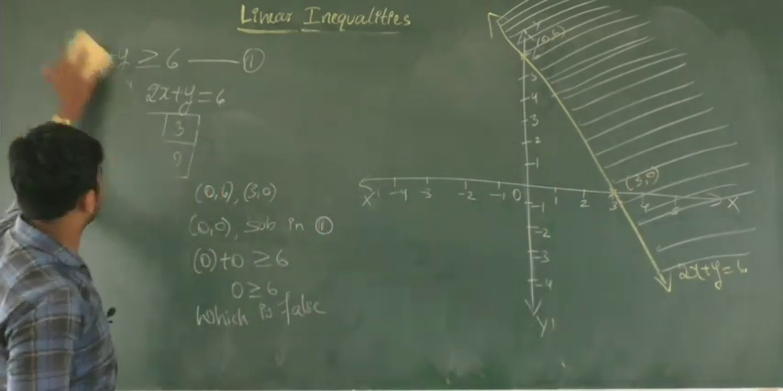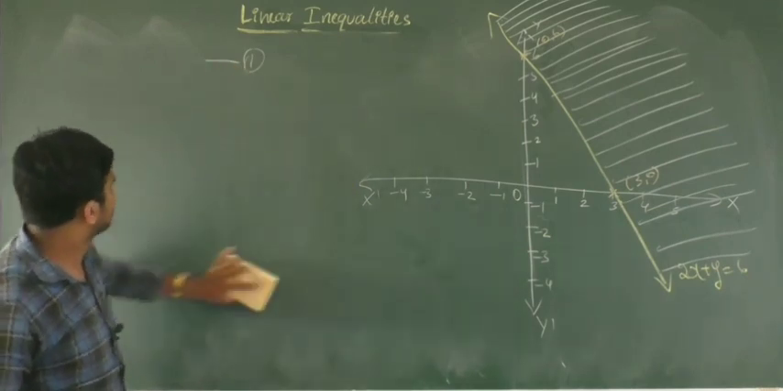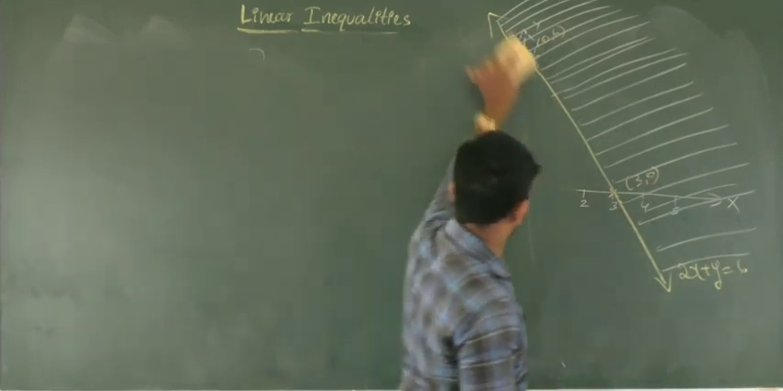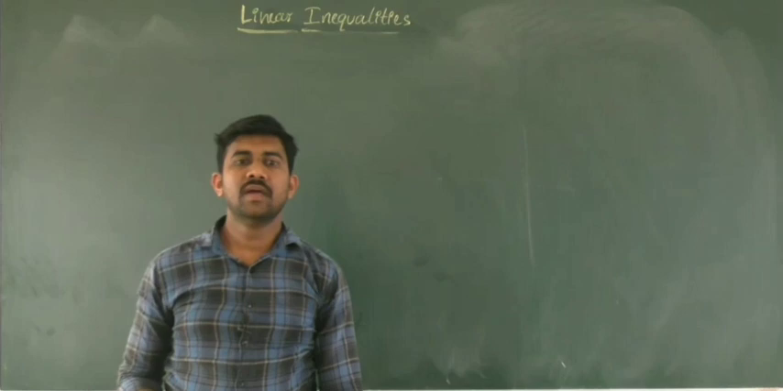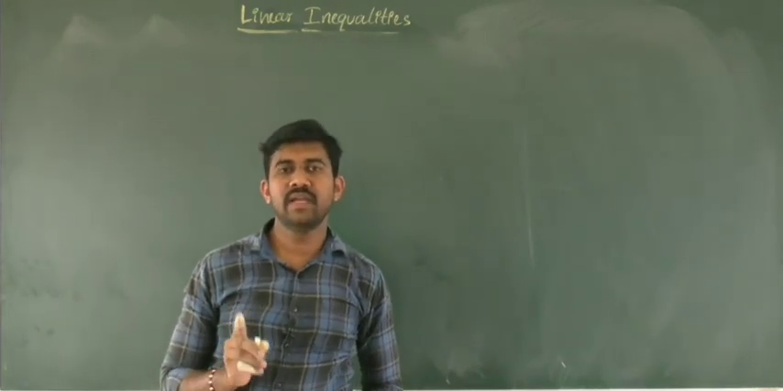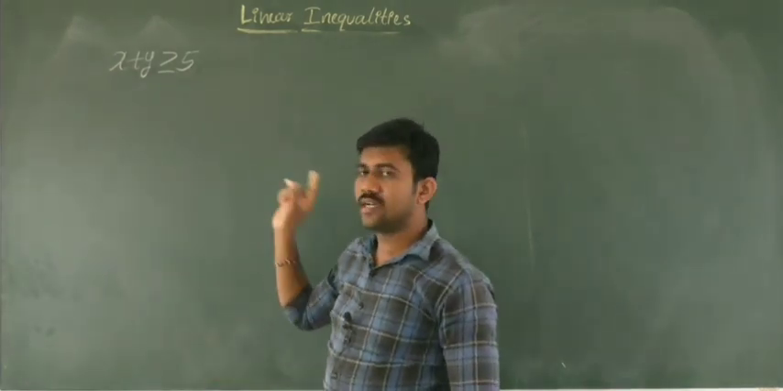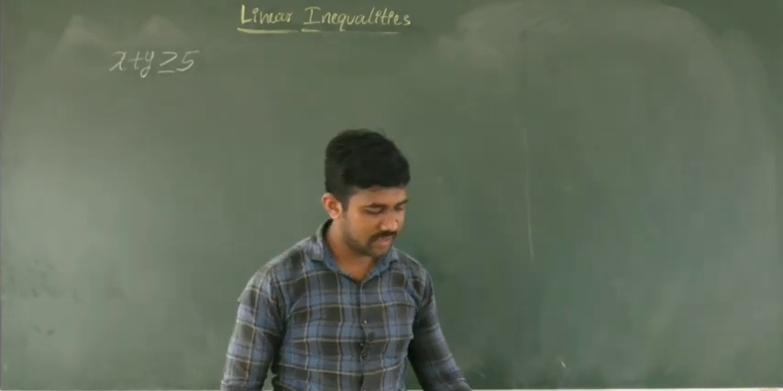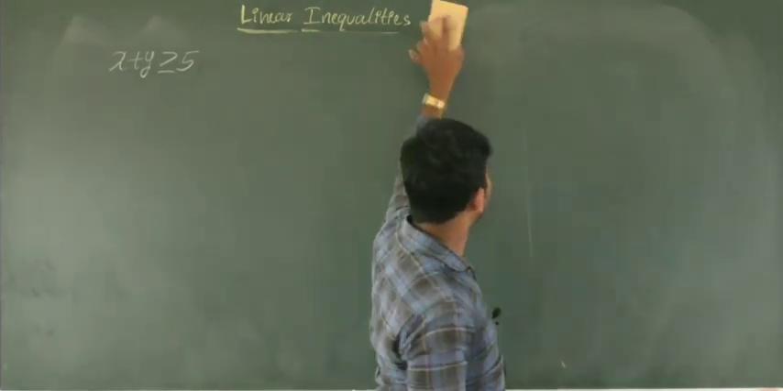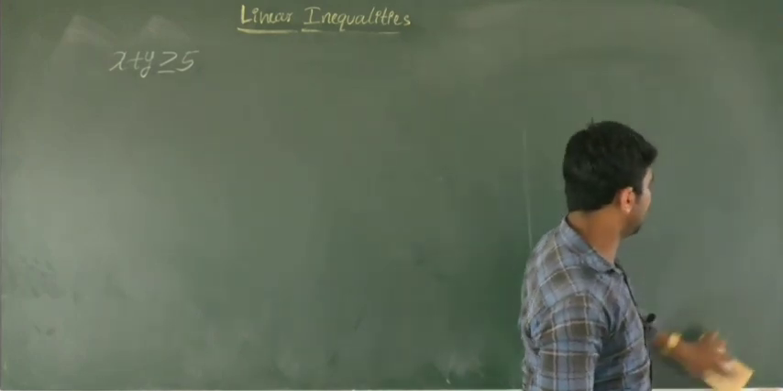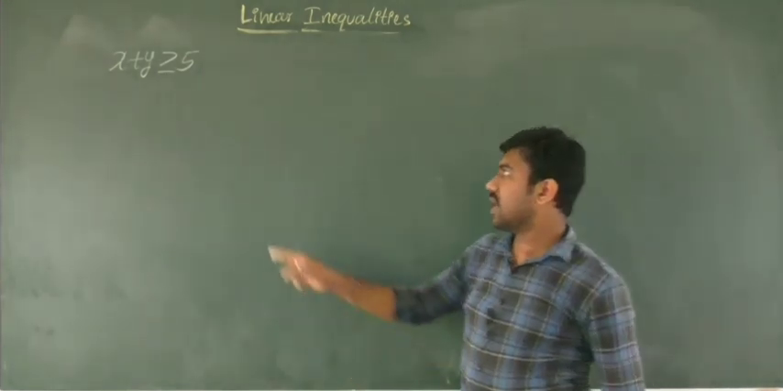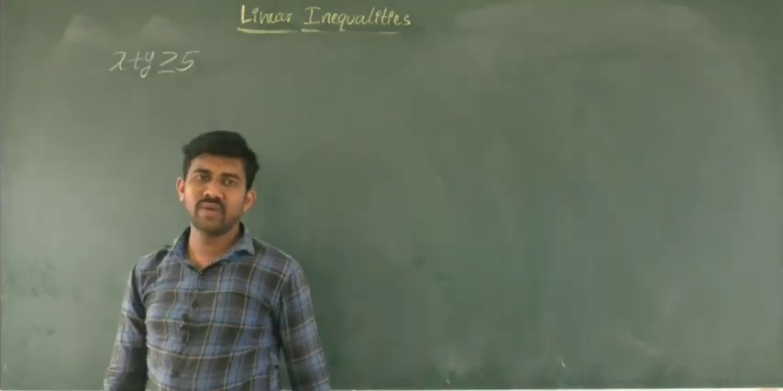We'll see the next question. Okay, the given inequality is x plus y greater than or equal to 5. Now, try to find out the solution region yourself. Okay, do it yourself. First, what you have to do? First, you have to write the line. So what is the line we will get? Tell me. The line is x plus y is equal to 5, right?